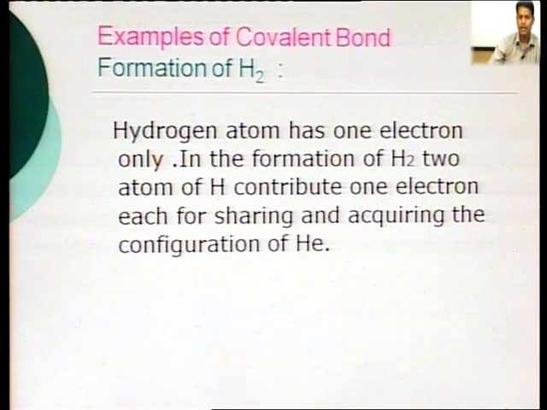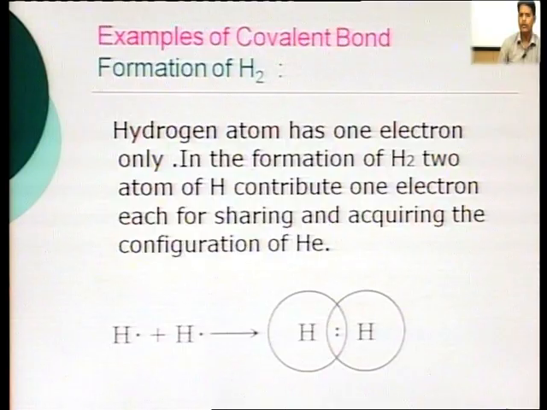A hydrogen atom has one electron only. In the formation of the H2 hydrogen molecule, two atoms of hydrogen contribute one electron each for sharing and acquire the configuration of helium. You are seeing the picture here. Each hydrogen atom has one electron, and they are joined together by sharing their one electron each and forming a covalent bond. So the bond formed by sharing of electrons is a covalent bond.